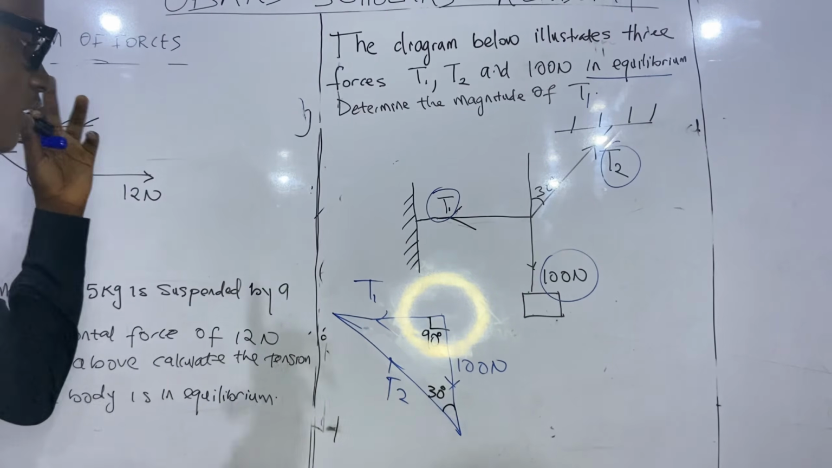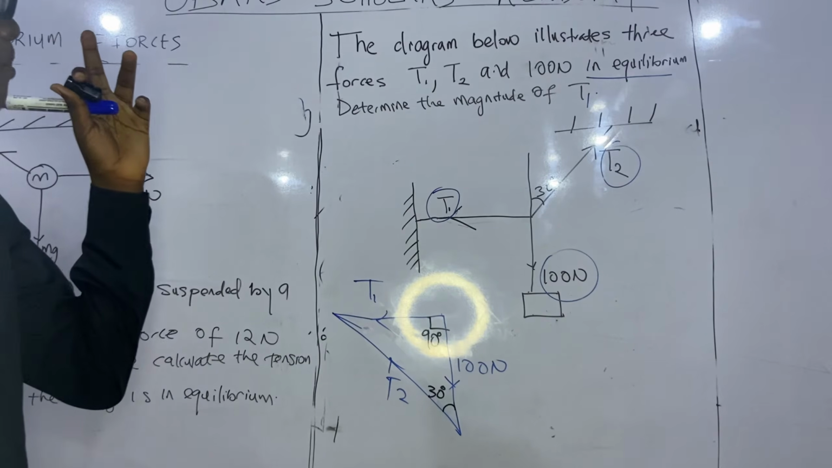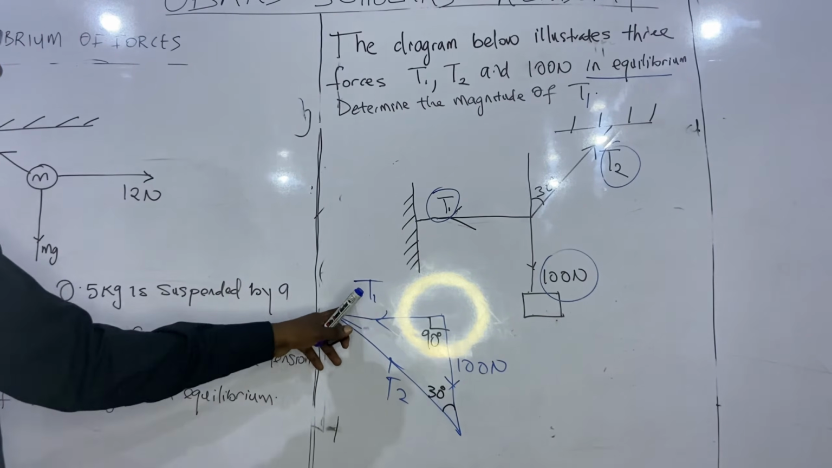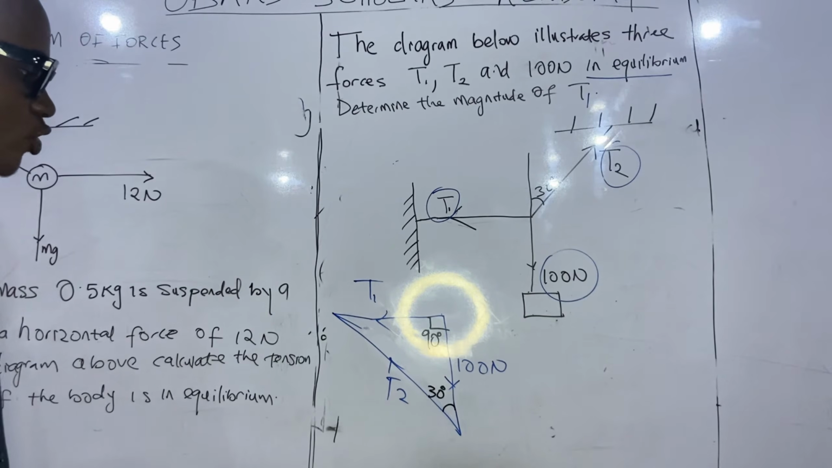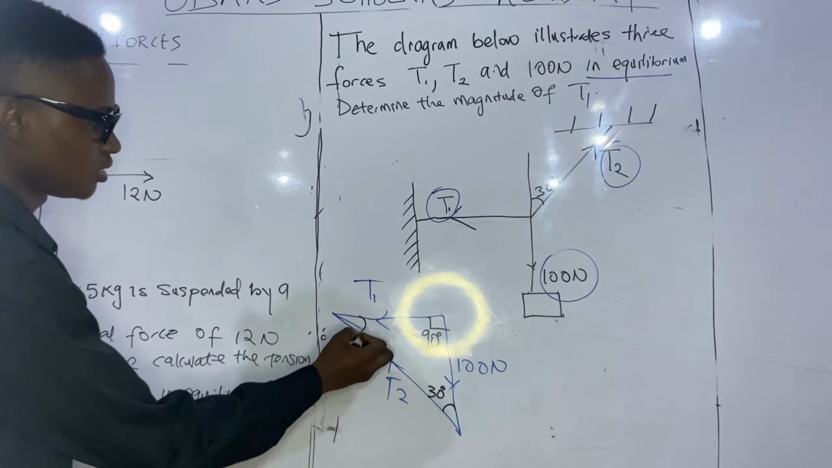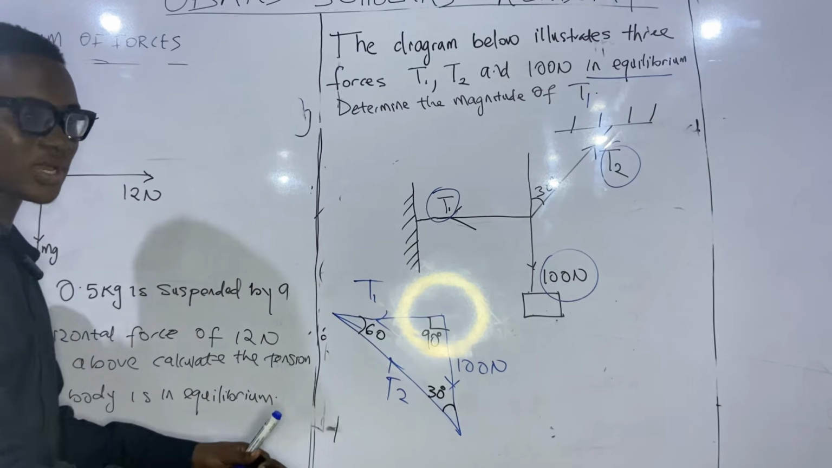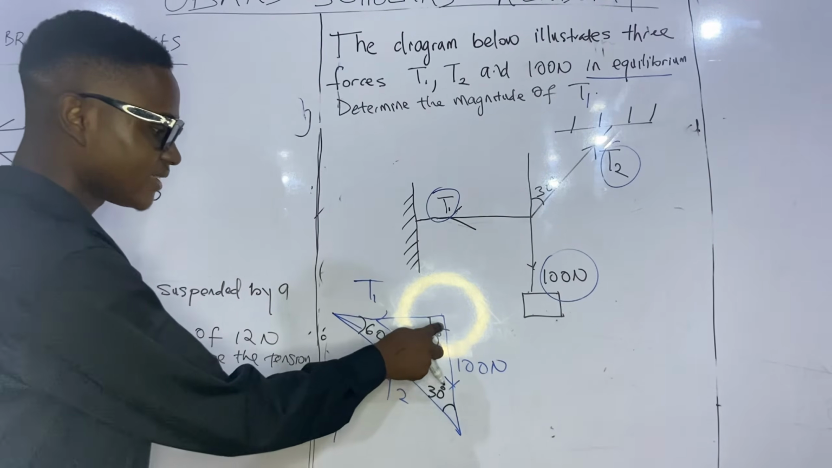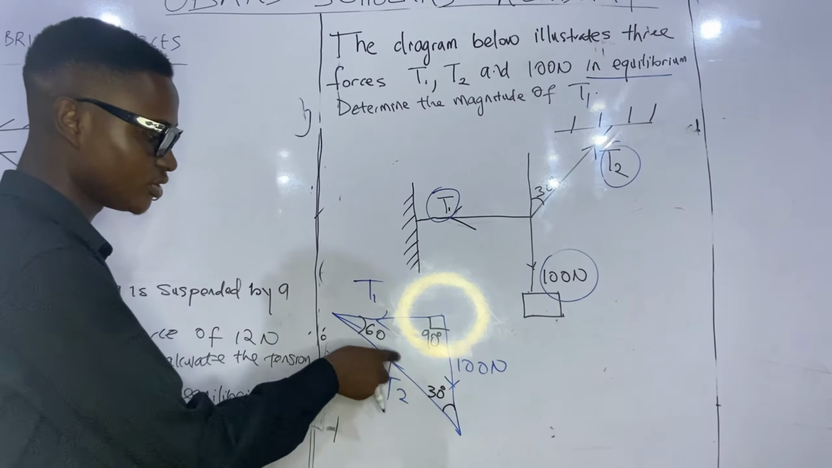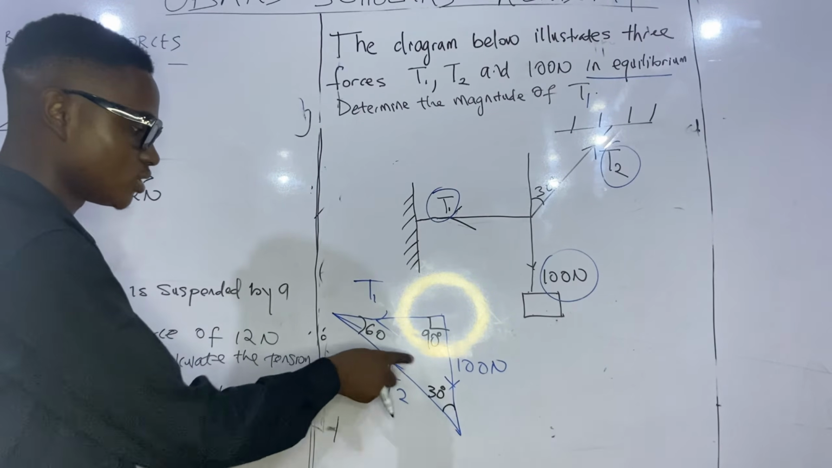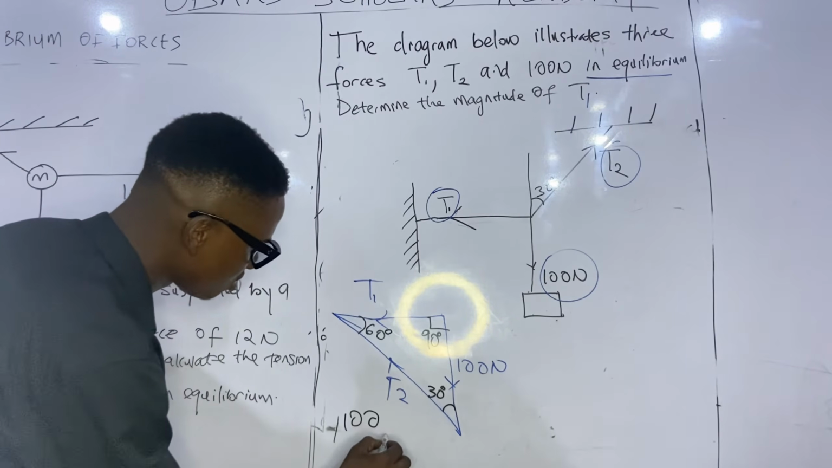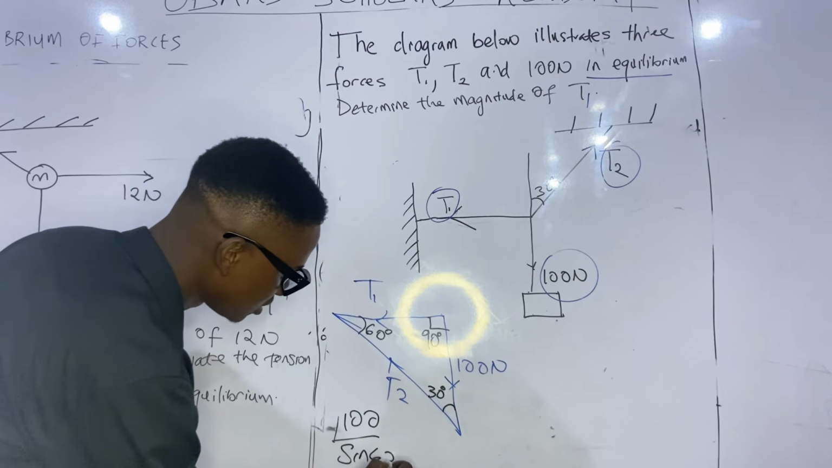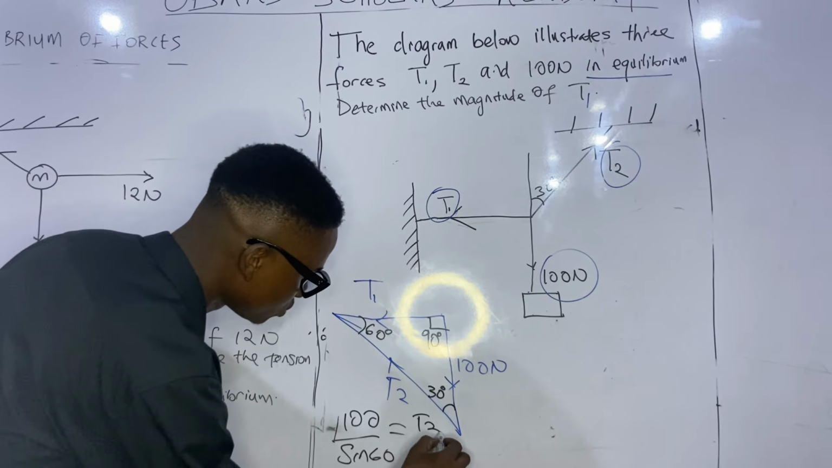To look for the magnitude of T1 is quite easy. We can do this in different ways. We can use the sine rule. If you want to use the sine rule, that means here will be 60. The total angles in the triangle is 180. We have 90 here, we have 30 here, that is 120. So 180 minus 120 will give you 60 degrees here.